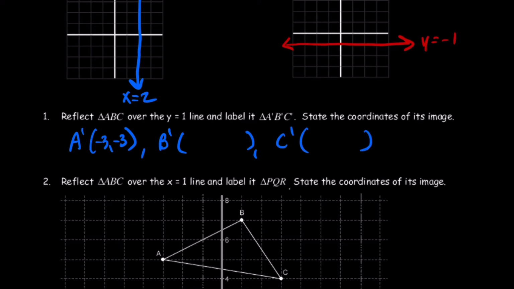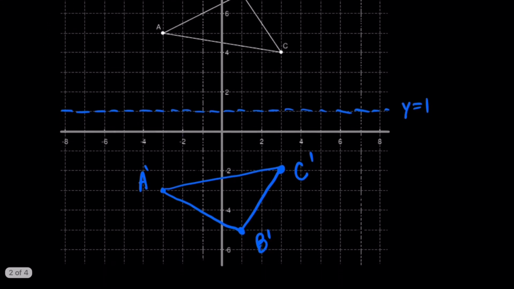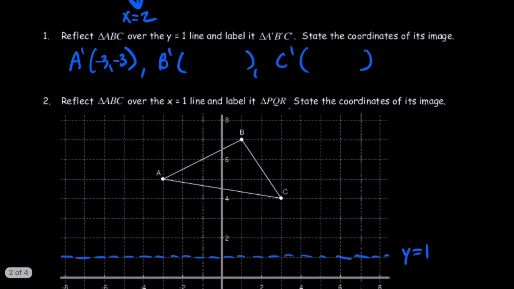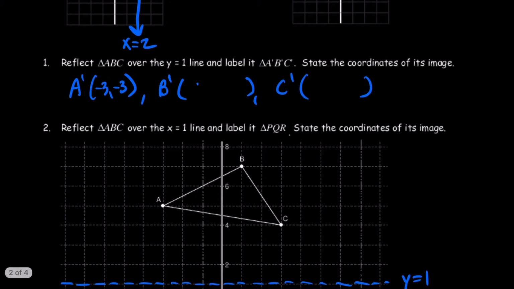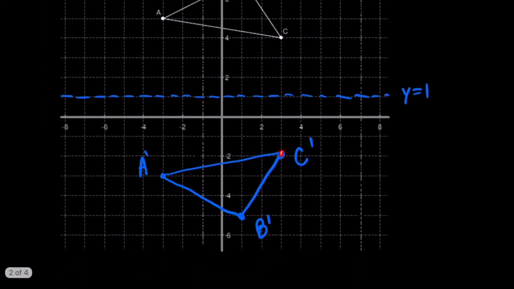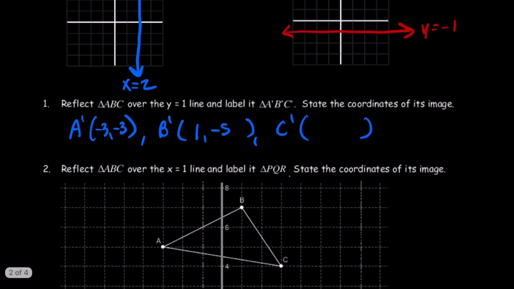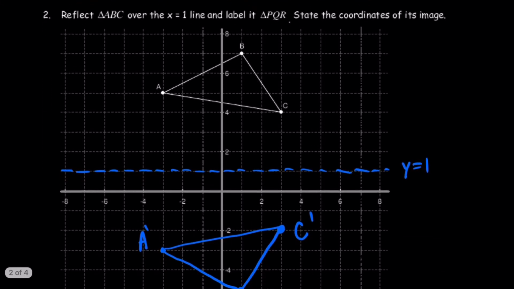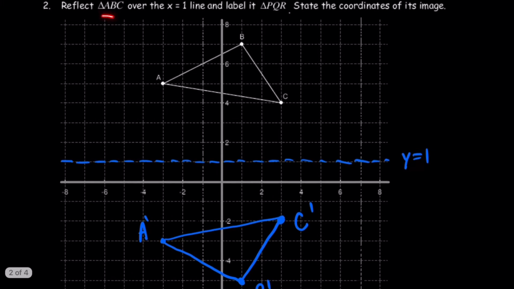Let's get those coordinates. So B prime is here. It looks like that's (1, -5). Okay, let's write that in. B prime is (1, -5). And C prime is here. It looks like that's 3, and that's -2. C prime is (3, -2).